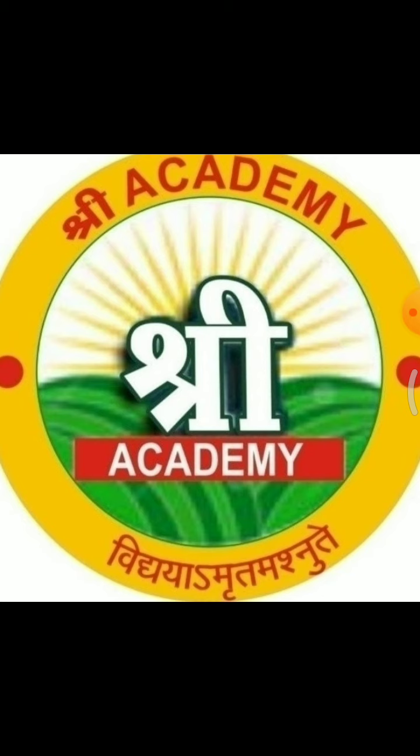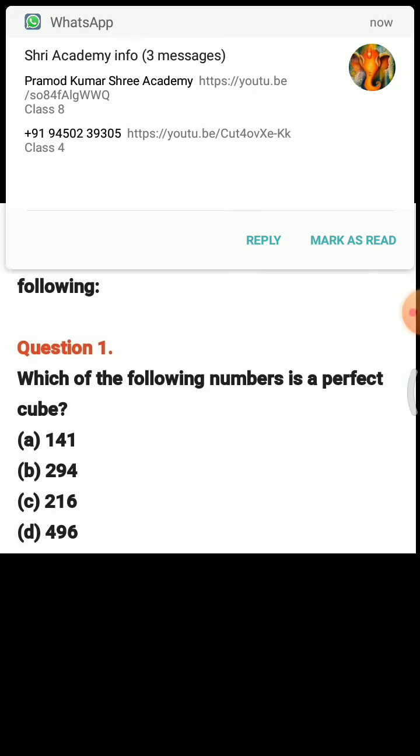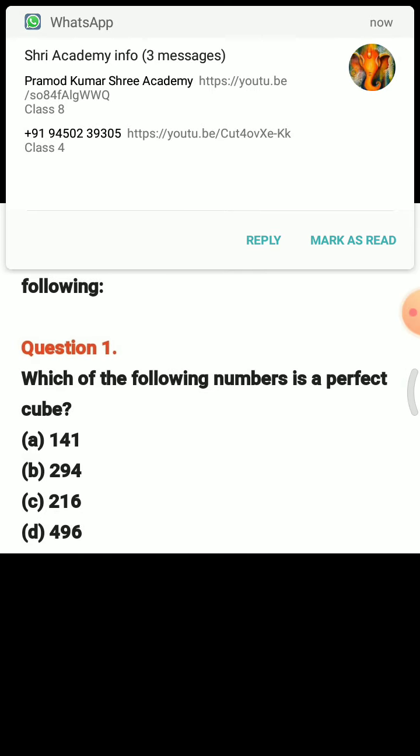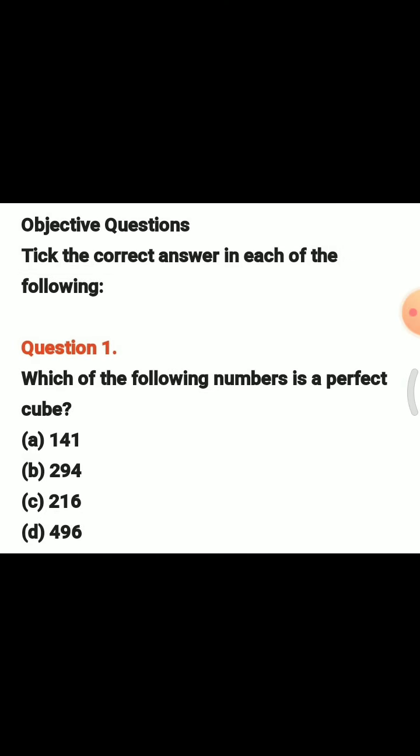So without taking too much time, I want to start our new chapter. Question number 1 is an objective type question. Choose the correct answer in each of the following. Which of the following numbers is a perfect cube? 141, 294, 216 and 496.